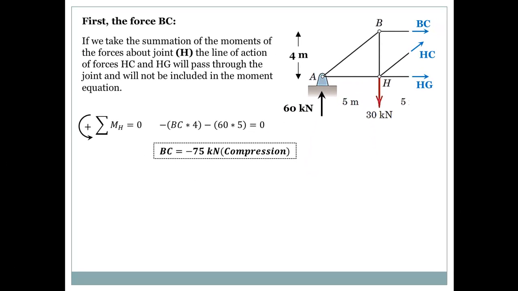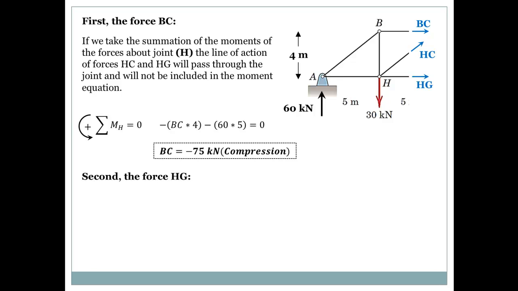And if I solve for BC, I will end up having negative 75 kilonewton. And since I assumed everything to be positive if in tension, and now I have a negative value, it should be in compression.